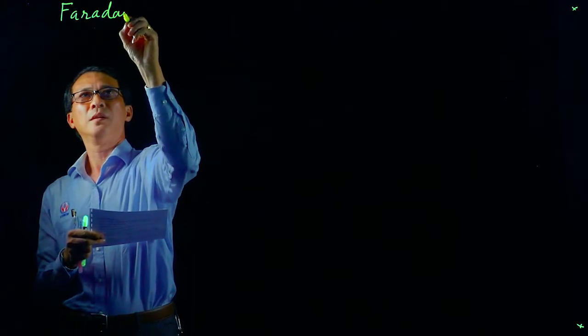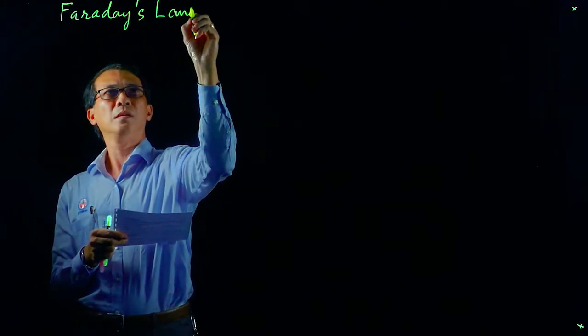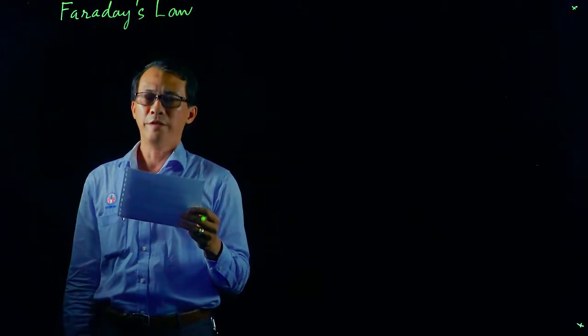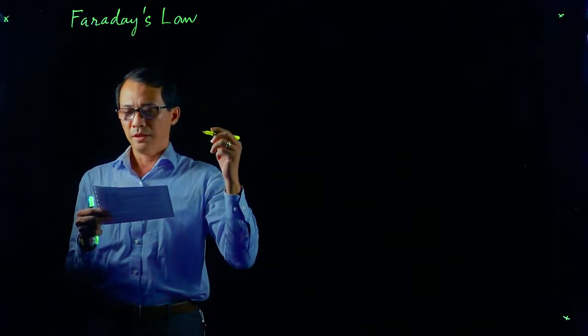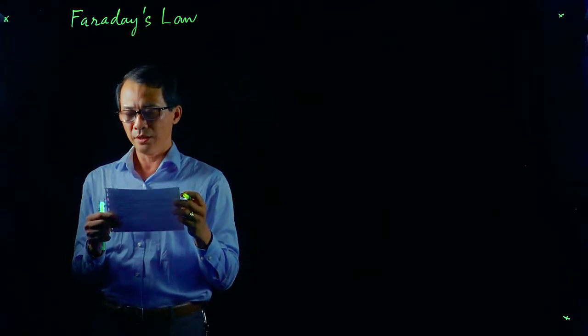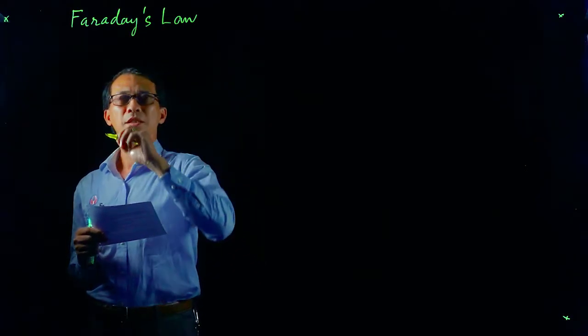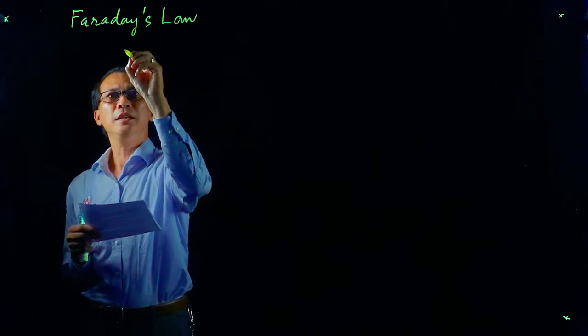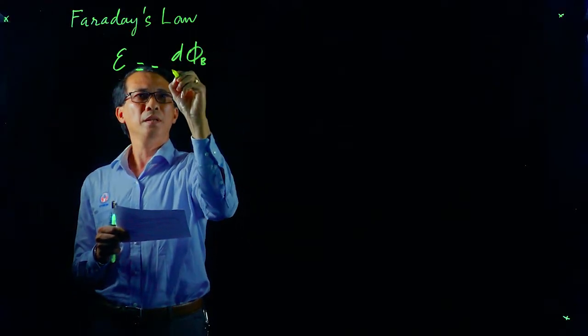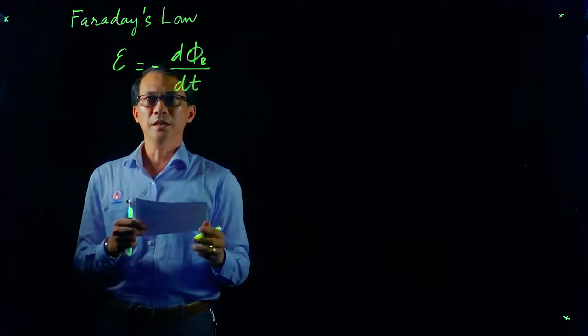Okay, hello everybody. Today we will discuss Faraday's law. You know that from Faraday's experiments, when a flux of magnetic field through some loop is changing, then in the loop will occur the EMF E equal to minus d phi of B over dt.